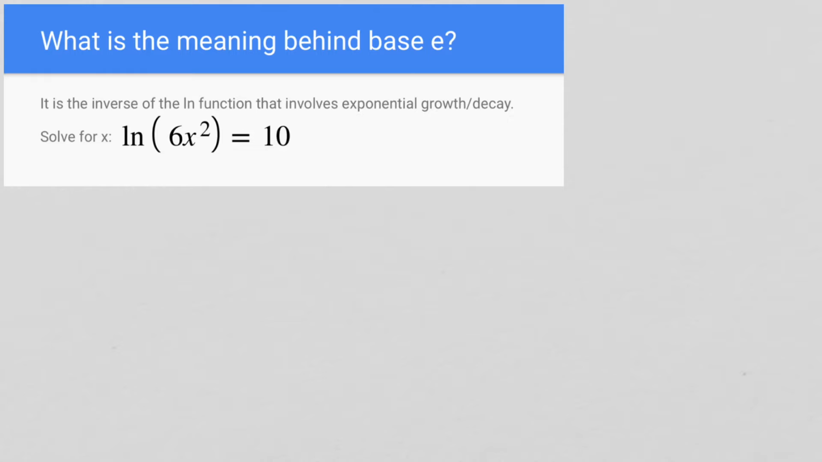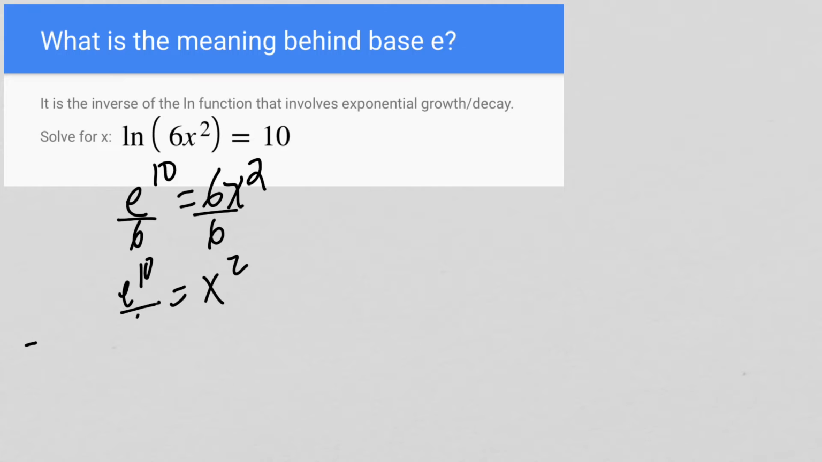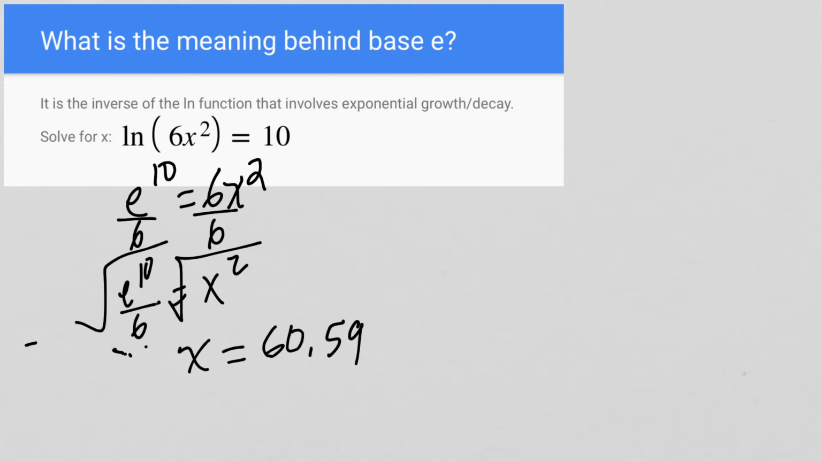exponential form. So we have an imaginary base e. We have the power, which is 10, to equal the answer, which is 6x squared. We're doing this so that we can get x squared by itself. So I'm going to divide 6 over. Then I have x squared equaling e to the 10th over 6. I need to get rid of that x squared, so I'm going to square root both sides. Go ahead in your calculator and try that, and you should get an answer of 60.59.